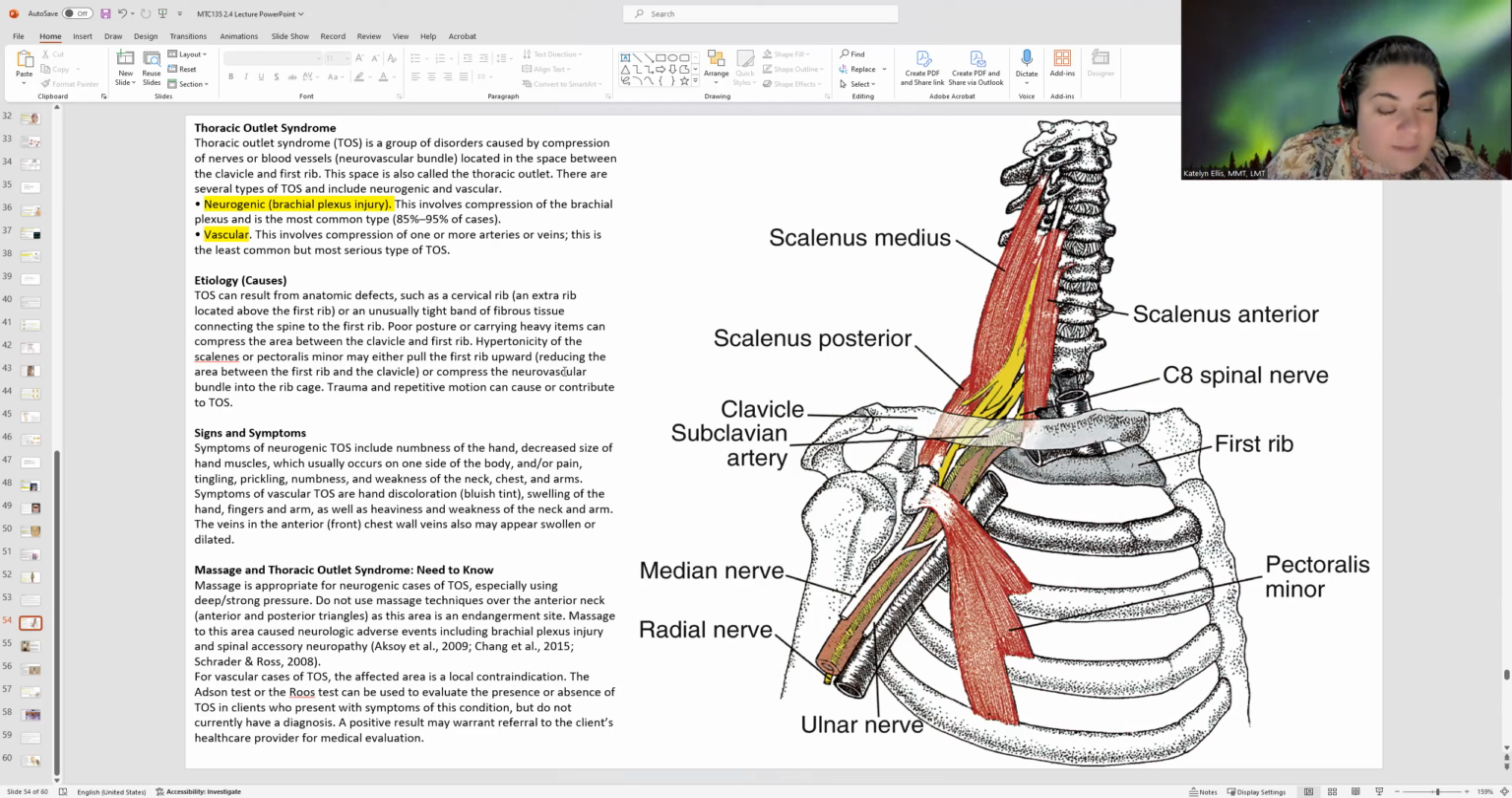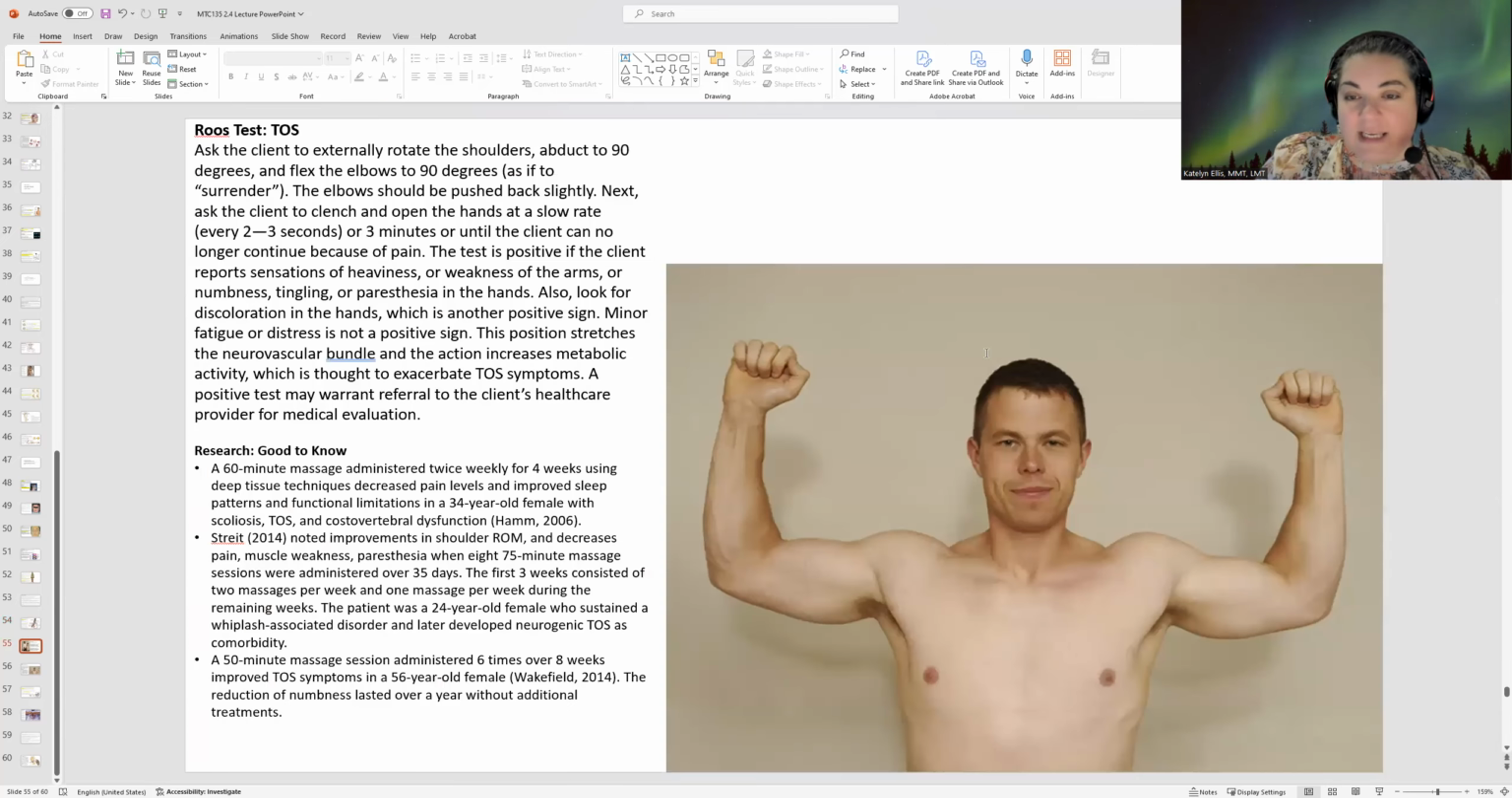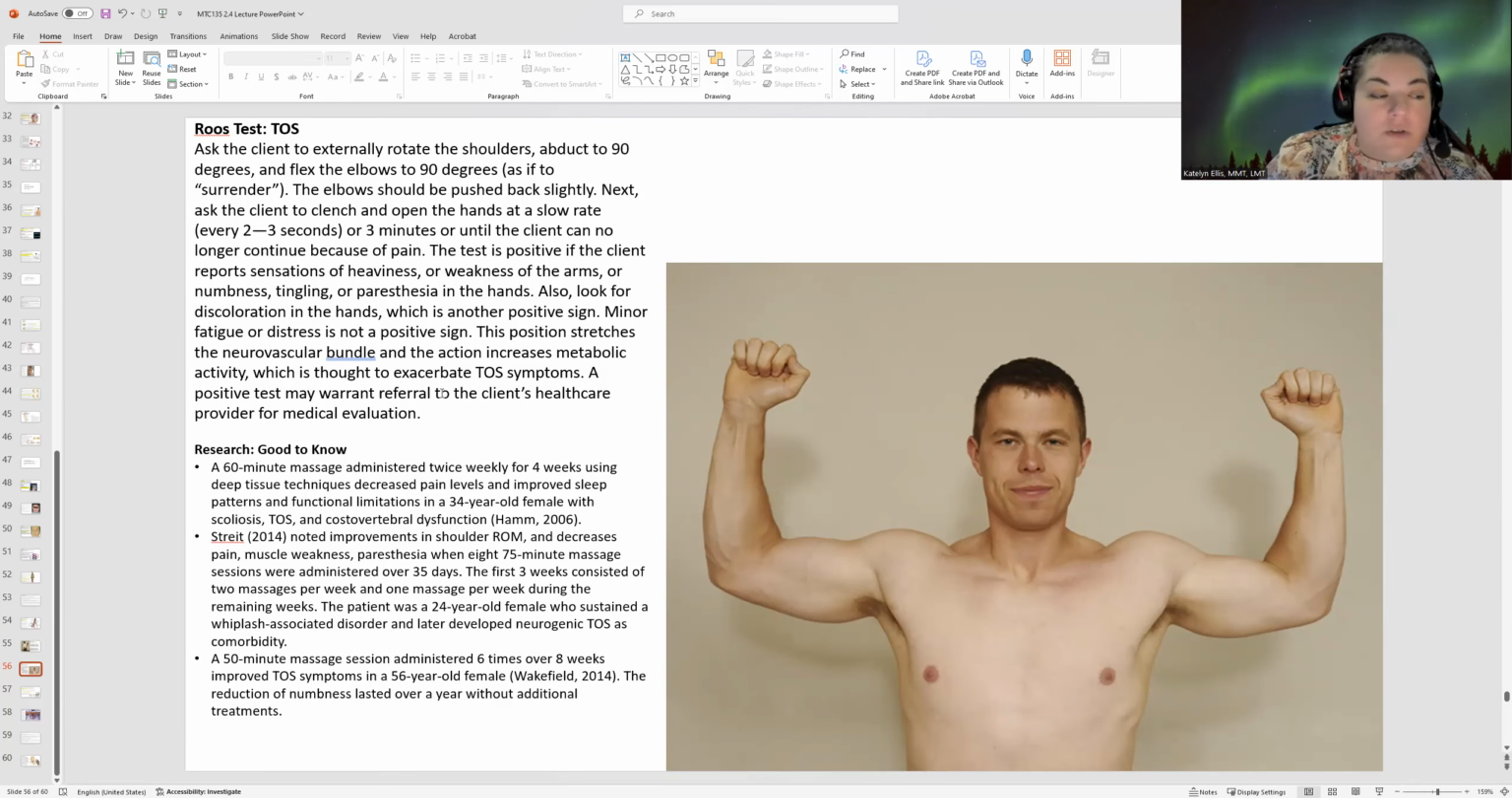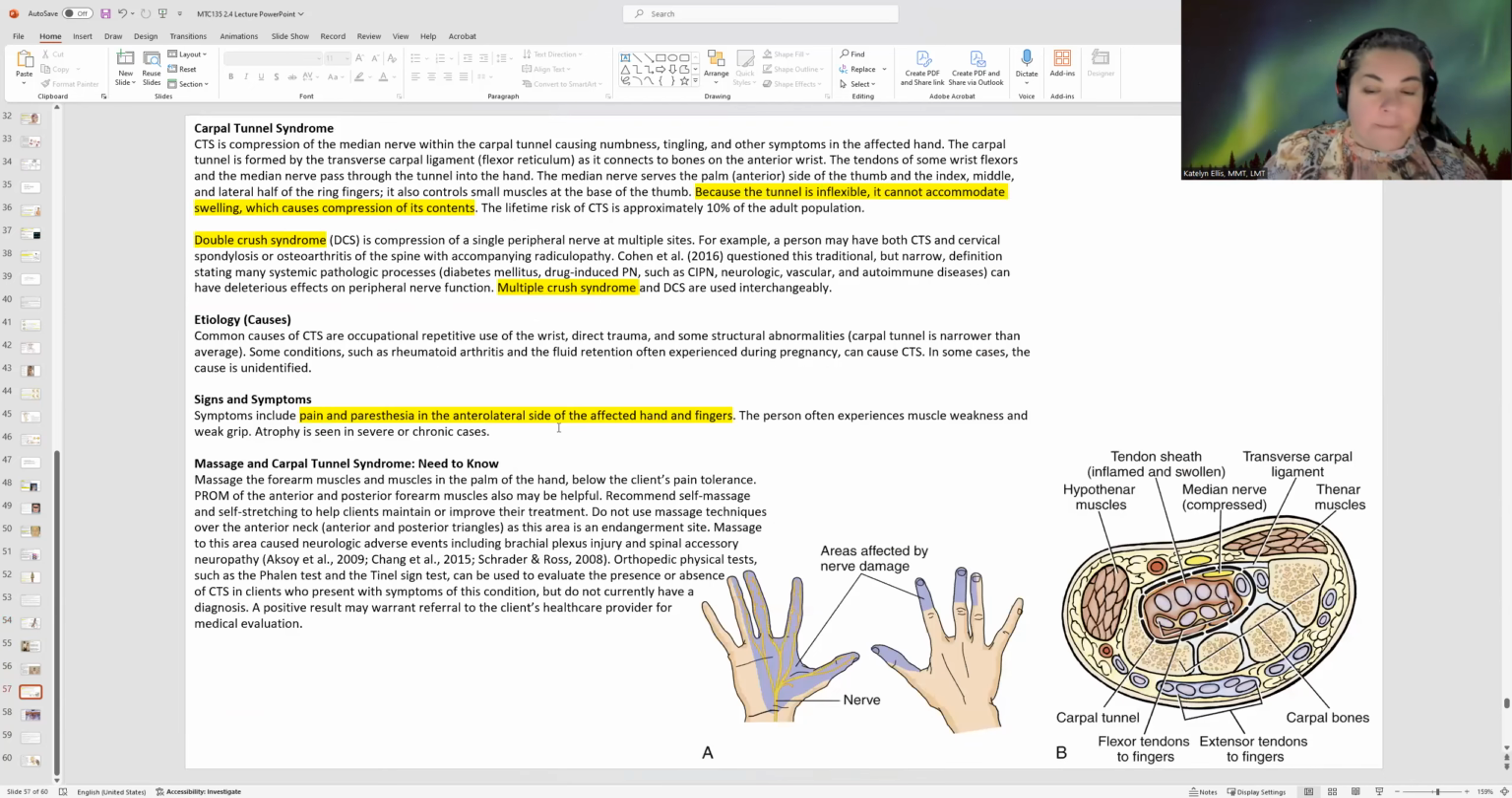Definitely check them out. You can do an Adson test or the Roos test, which I have provided for you here. If the client is complaining about any of these symptoms, you can do these tests to see if they potentially have thoracic outlet syndrome, and ask them to please talk to their healthcare provider ASAP.